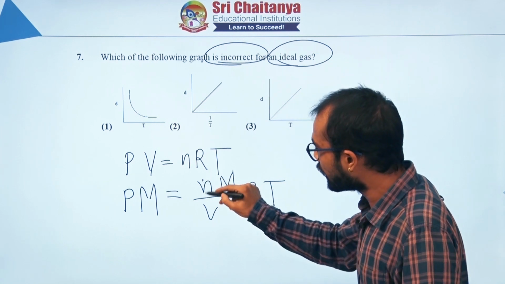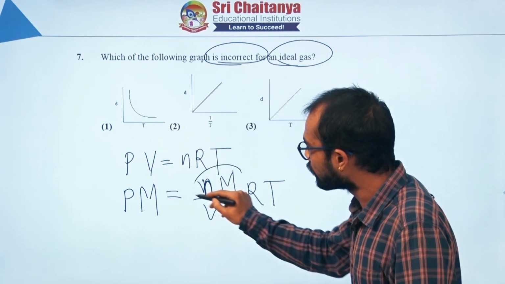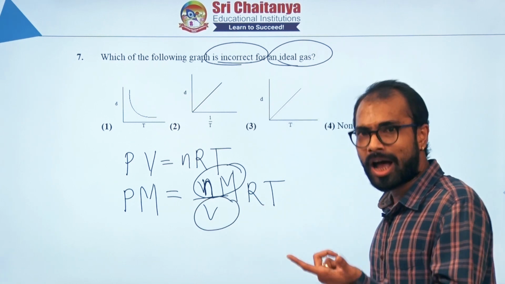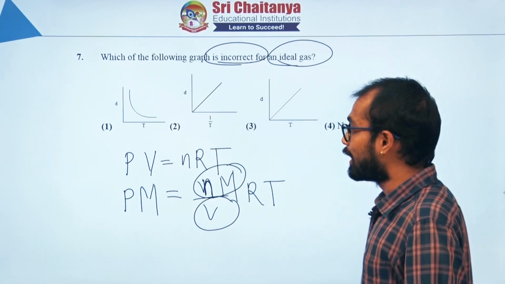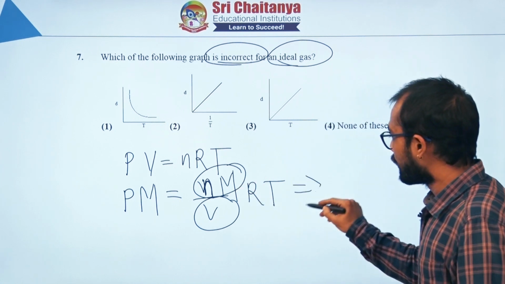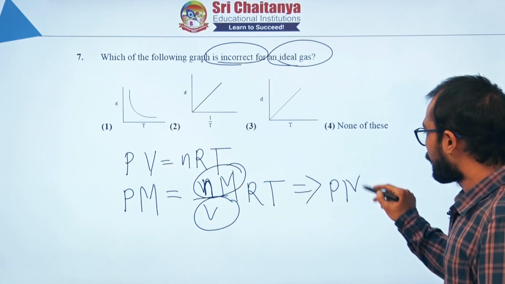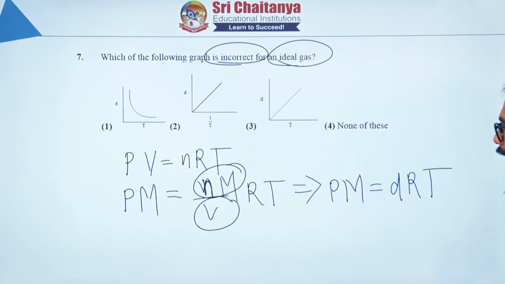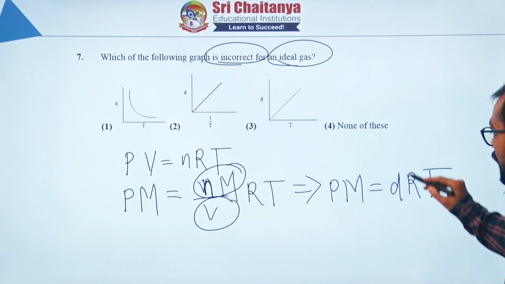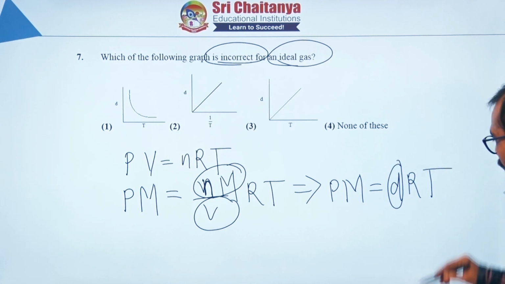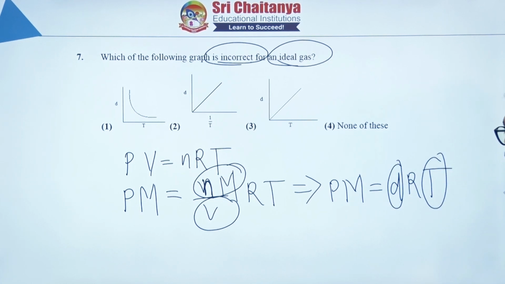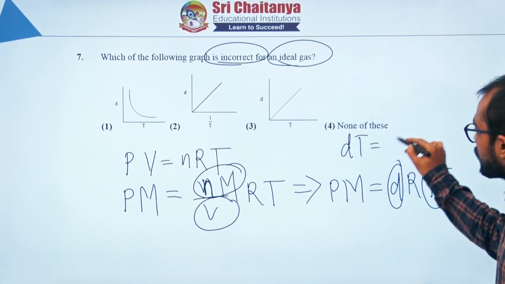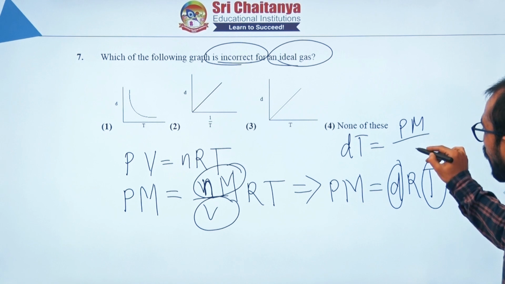Now molar mass multiplied by n, this is what? This is mass. Mass divided by volume, this is what? Density. So now we have here PM is equal to dRT. If I put d on one axis and T on one axis, then I can get what? d into T, that is equal to PM upon R.